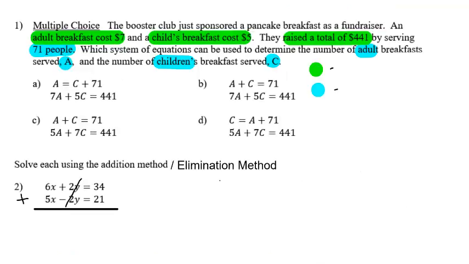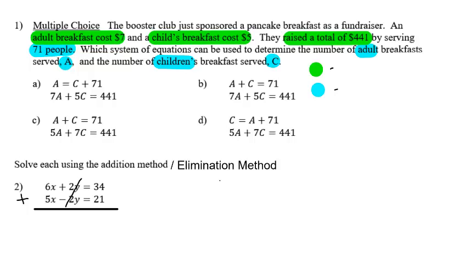Alright, so here we have a multiple choice question. The Booster Club just sponsored a pancake breakfast as a fundraiser. An adult breakfast cost $7 and a child breakfast cost $5. They raised a total of $441 by serving 71 people. Which system of equations can be used to determine the number of adult breakfasts served A and the number of children's breakfasts served C? Okay, that seems like a lot, but just break it down step by step.